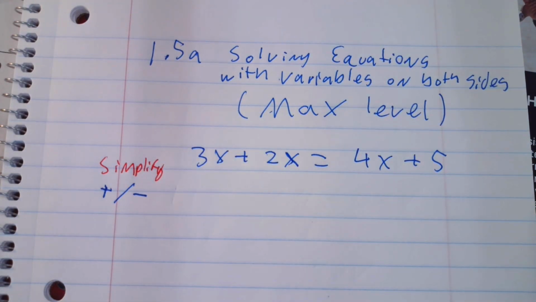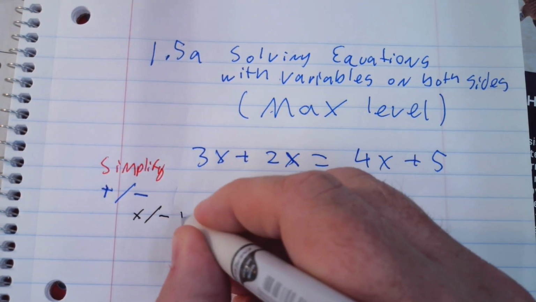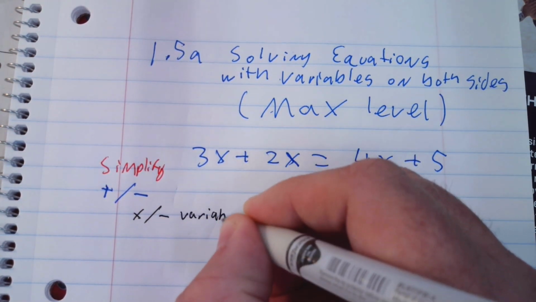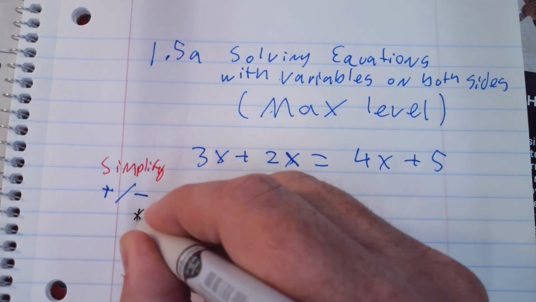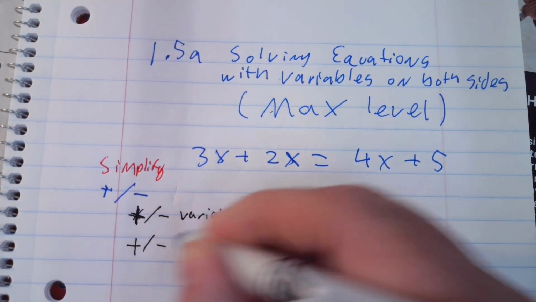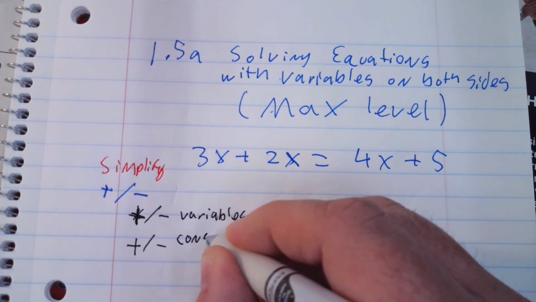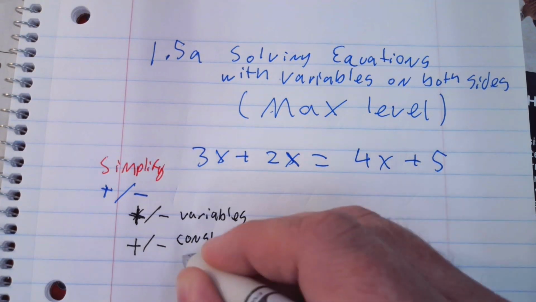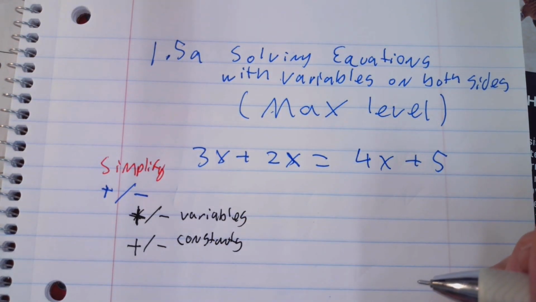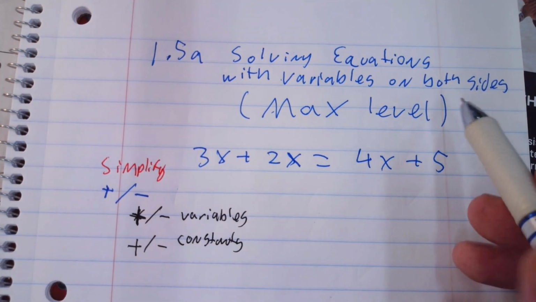Let me do a different color. We're going to add, subtract variables. And then we're going to add, that is not a very good add sign, is it? Then we're going to add, subtract constant. Okay, so we're going to add, subtract variables, then we're going to add, subtract constants. All right, so in this case, we do have to simplify first.